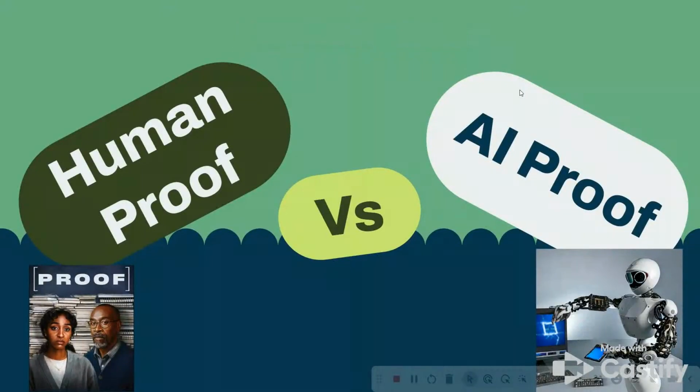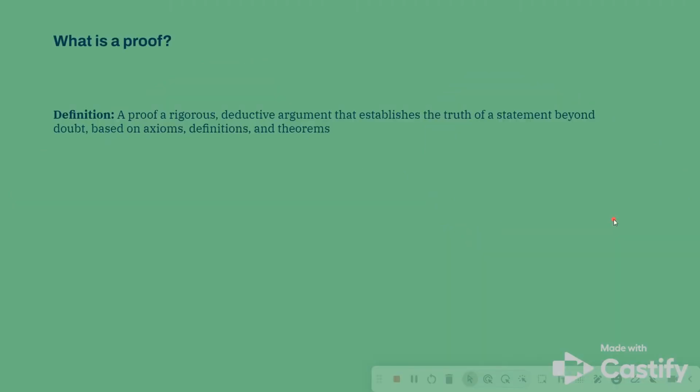Michael here, back at it again with another video, and today we're going to be comparing a human mathematical proof to an AI proof. So, some of you might be wondering, what exactly is a mathematical proof? And I'll explain it to you.